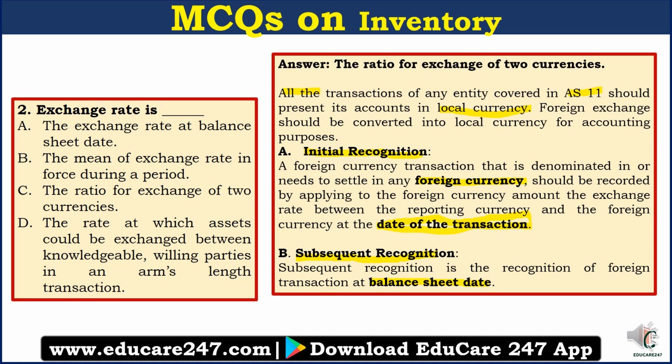So at balance sheet date, the exchange rate can be different from the date of transaction. So subsequently, I have to recognize at the exchange rate on 31st March, right? So the recognition on the balance sheet date, that is 31st March, that is my subsequent recognition.